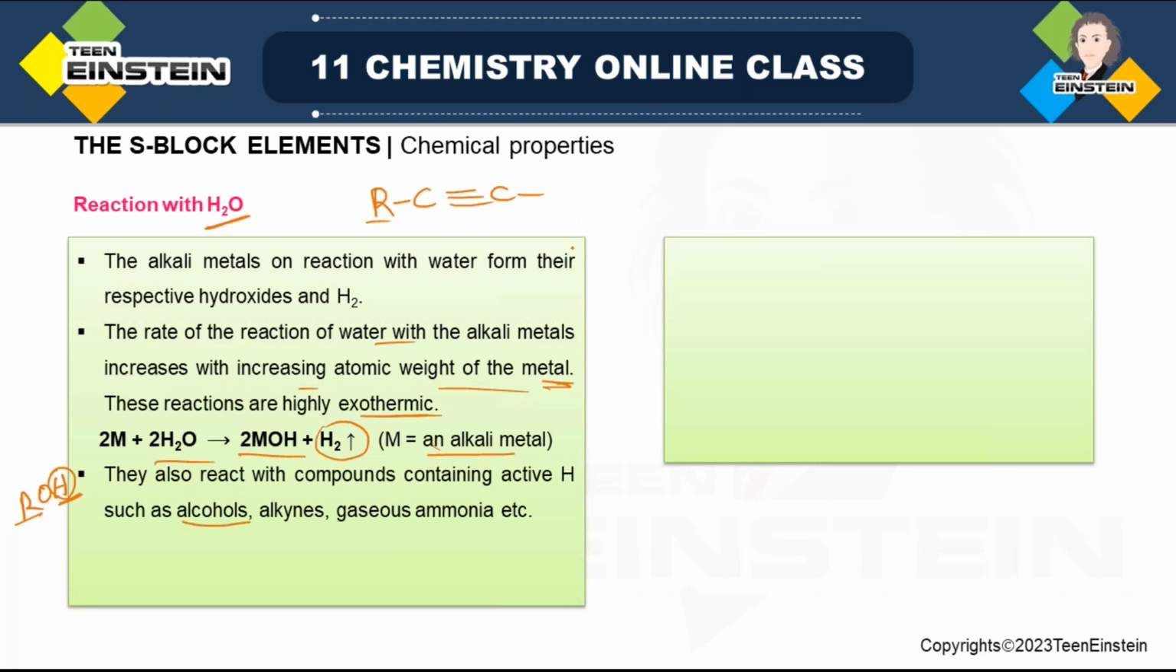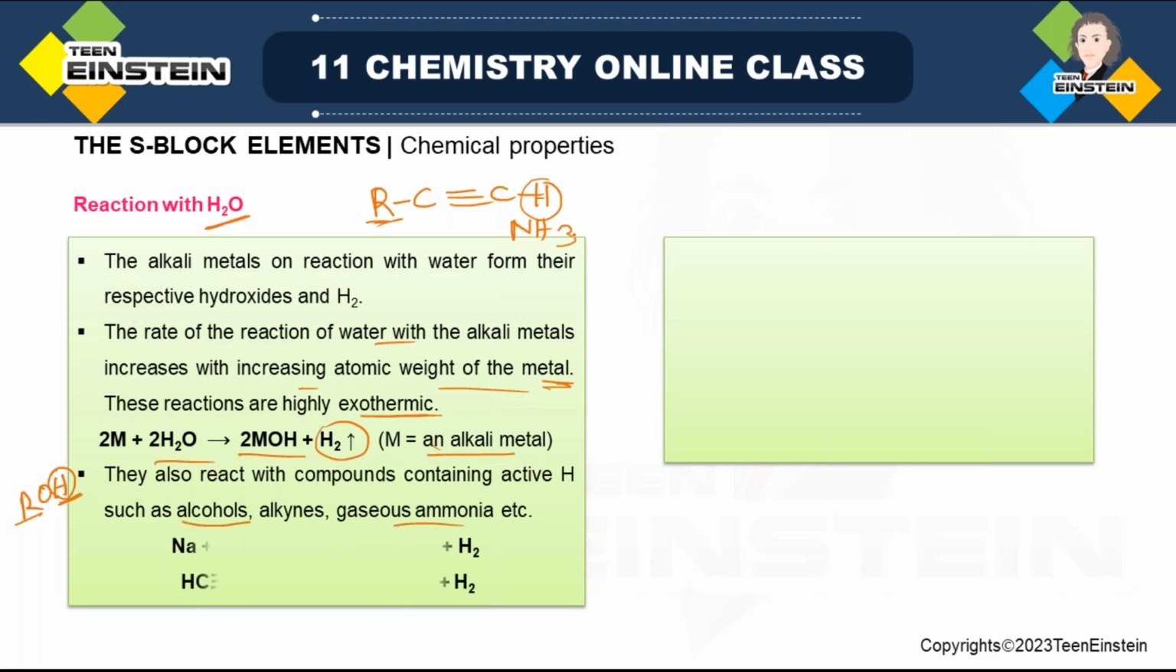Basically, I shouldn't write this formula. I should write at least one hydrogen. This hydrogen which is directly attached to this triply bonded carbon is active hydrogen. If R is also H, then there are two active hydrogens. So this is alkynes, hydrogen attached to sp hybridized carbon. Then gaseous ammonia, where also active hydrogen is present.